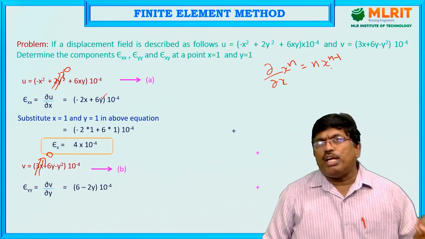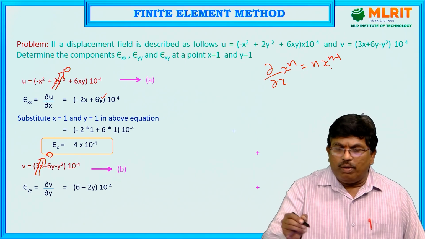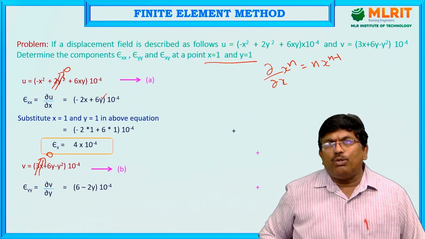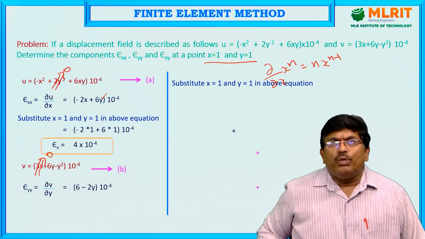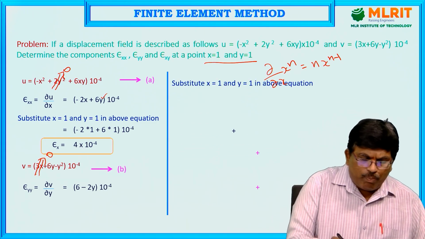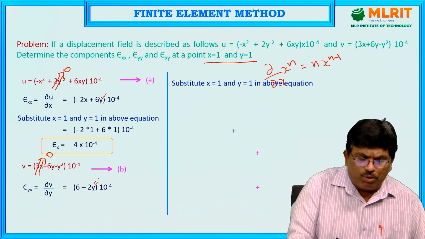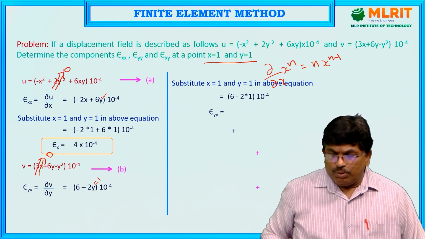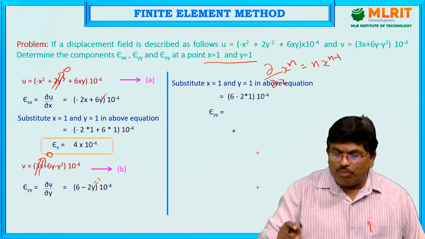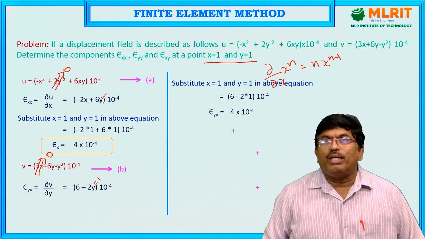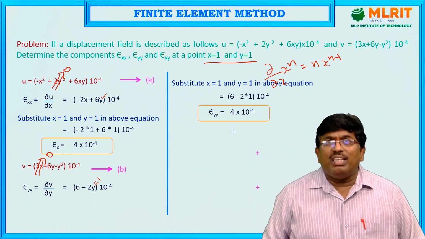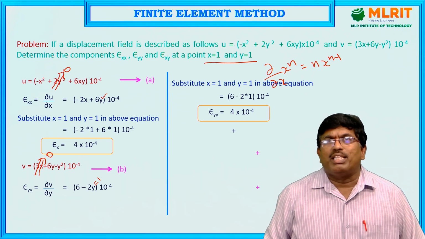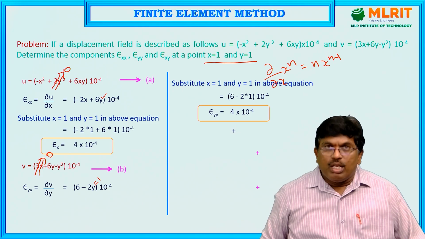And this strain also we need to find out at x equal to 1 and y equal to 1. So substitute in the above equation x equal to 1 and y equal to 1. So here it is 6 minus 2 into 1. So epsilon yy equals 6 minus 2 into 1 into 10 to the power of minus 4. Then it becomes 4 into 10 to the power of minus 4. That means the strain in the y direction, epsilon yy or epsilon y, equals 4 into 10 to the power of minus 4. And the last component is epsilon xy.